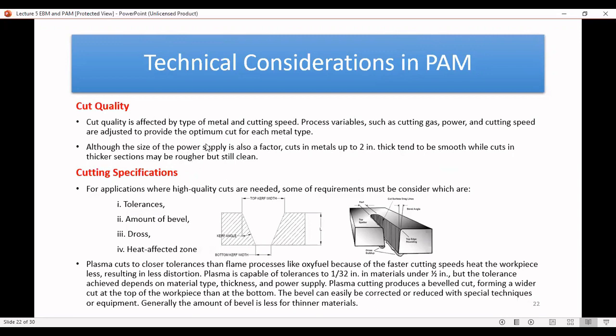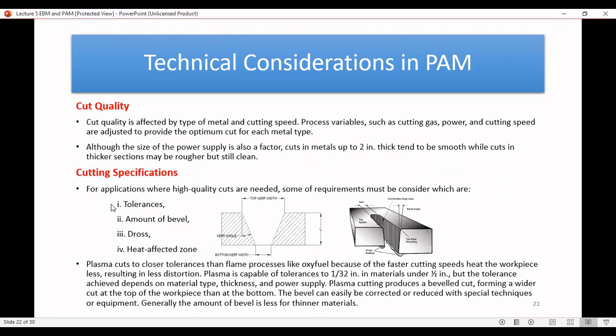So in terms of cut quality, you're limited to about maybe 2-inch of thickness. Then you can have quite a smooth cut. If it's thicker than that, basically you're going to have a rough cut, but it's still clean. So it depends on your applications.